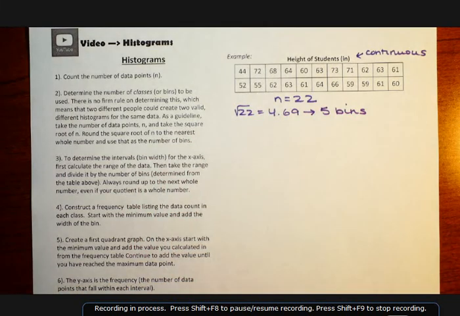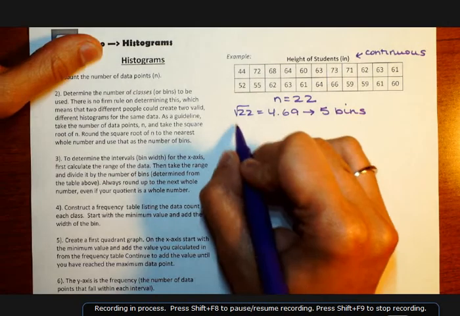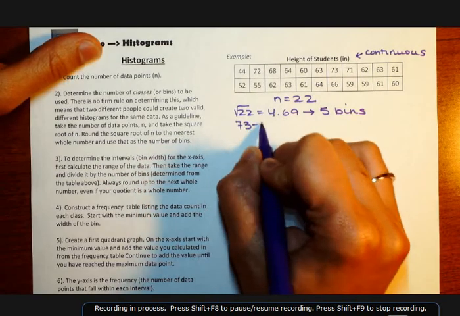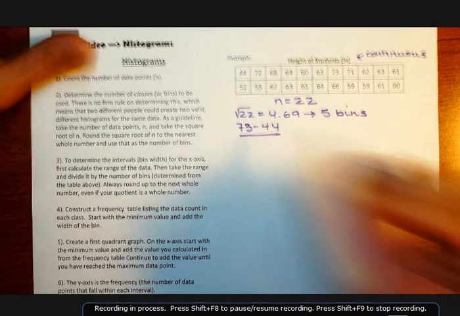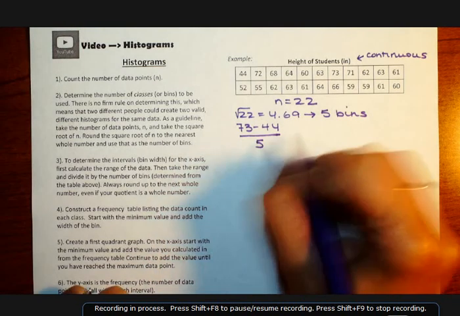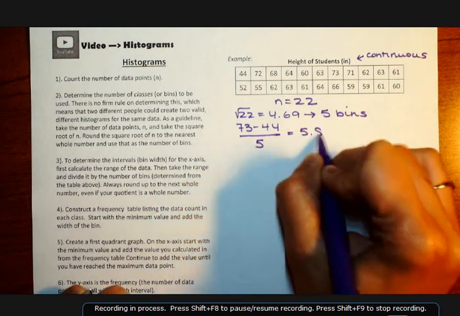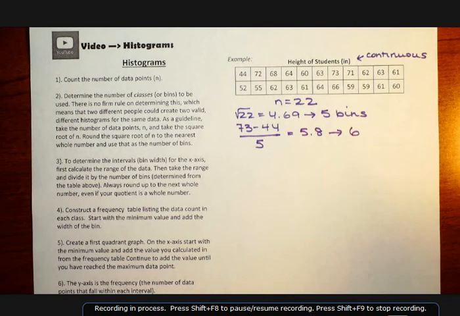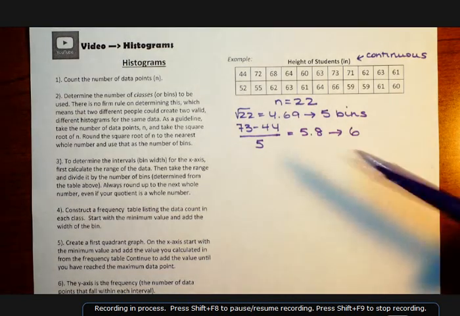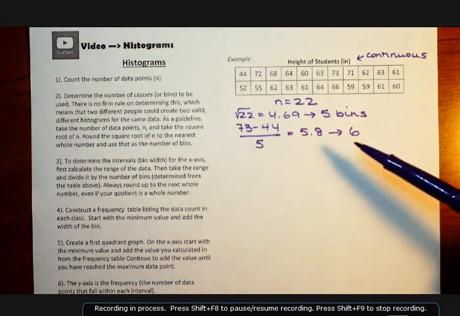The way we figure out how large our interval is going to be is we take the range of data. The largest value in this data table is 73, the smallest is 44, and we're going to divide that into 5 equal bins. That comes out to 5.8, which we're going to round up to 6. Even if our quotient was 5, we would still round it up to the next whole number.